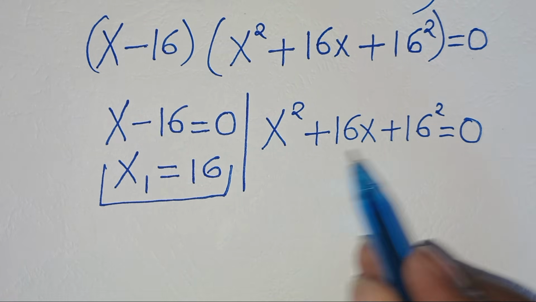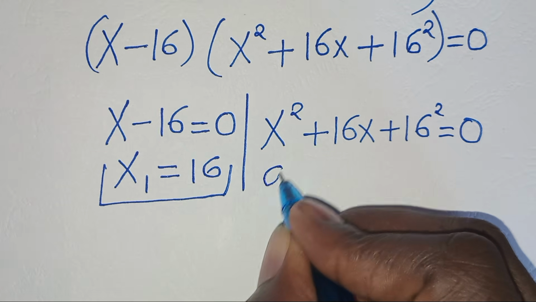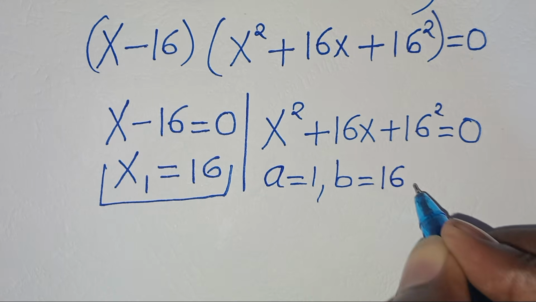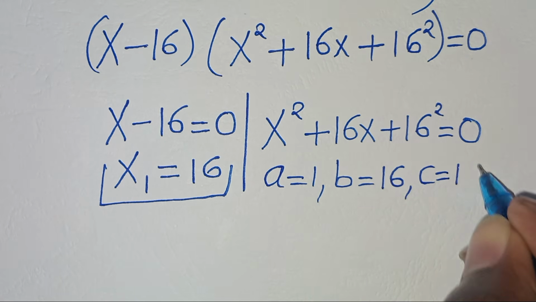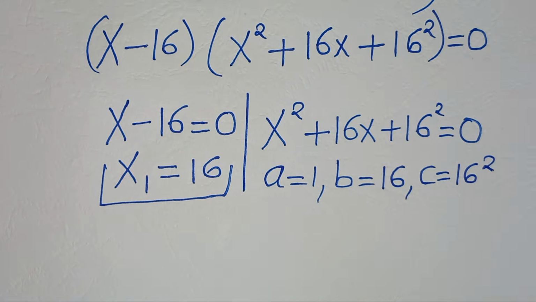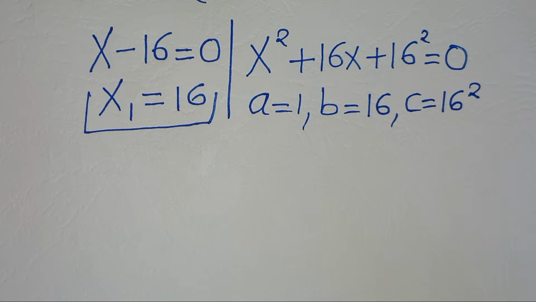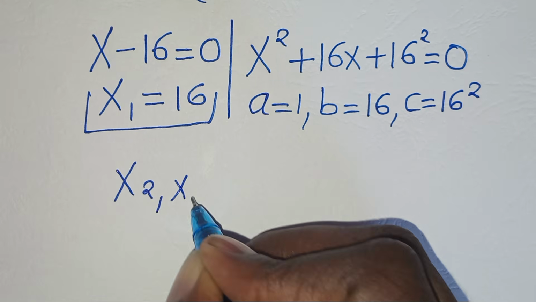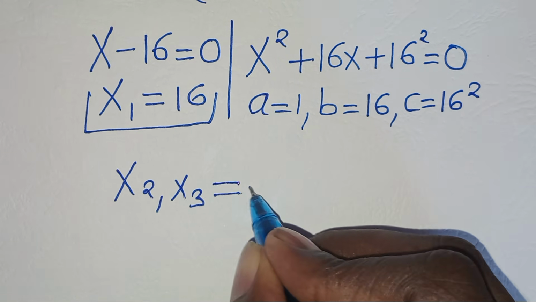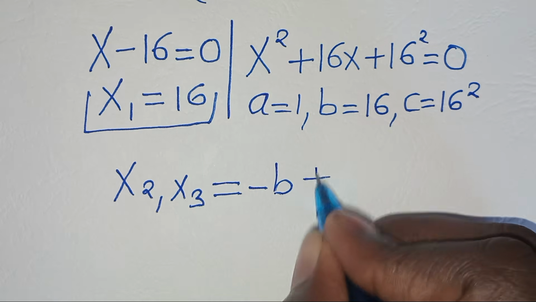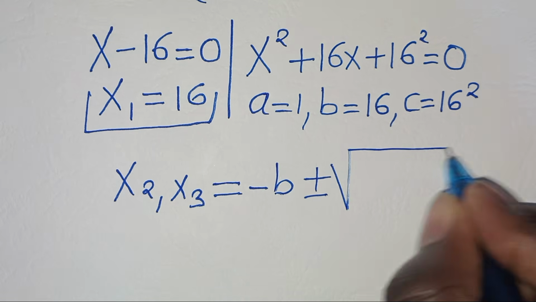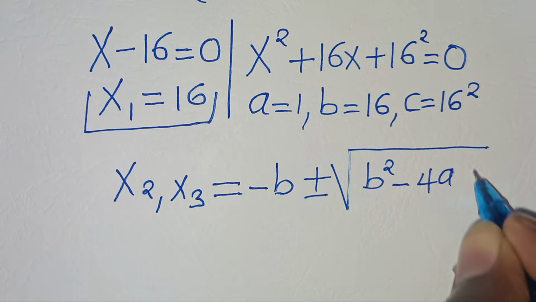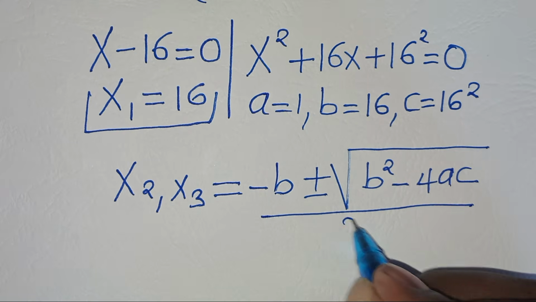The second part here is a quadratic equation, where we have a is equal to 1, b is equal to 16, and c is equal to 16 raised to the power of 2. So we can solve for x2, x3 by applying the quadratic formula, which is minus b plus or minus the square root of b squared subtract 4 times ac, then divided by 2 times a.